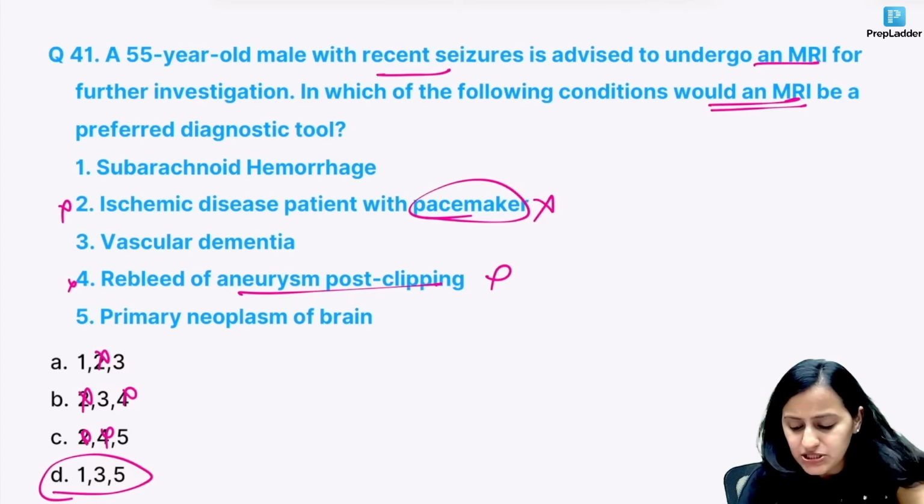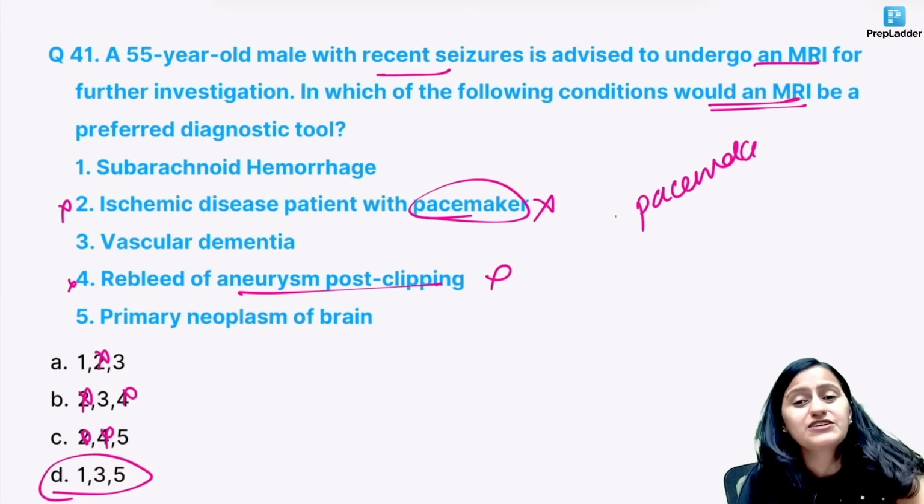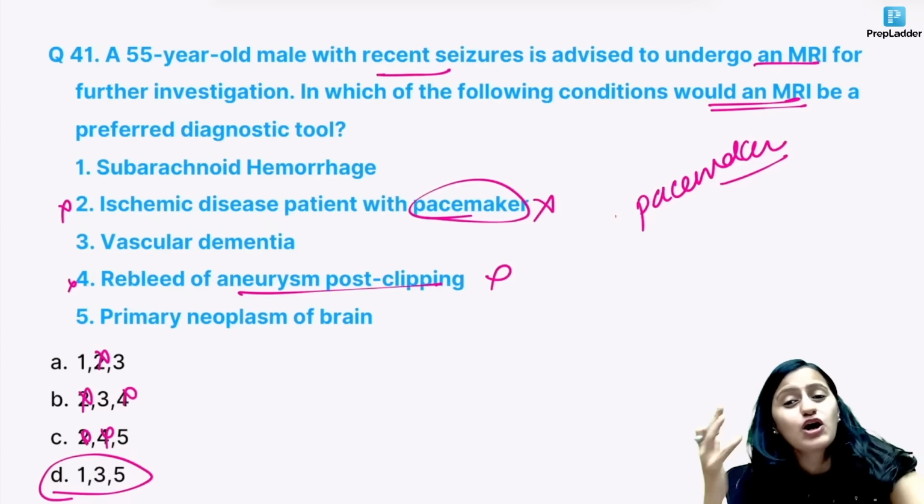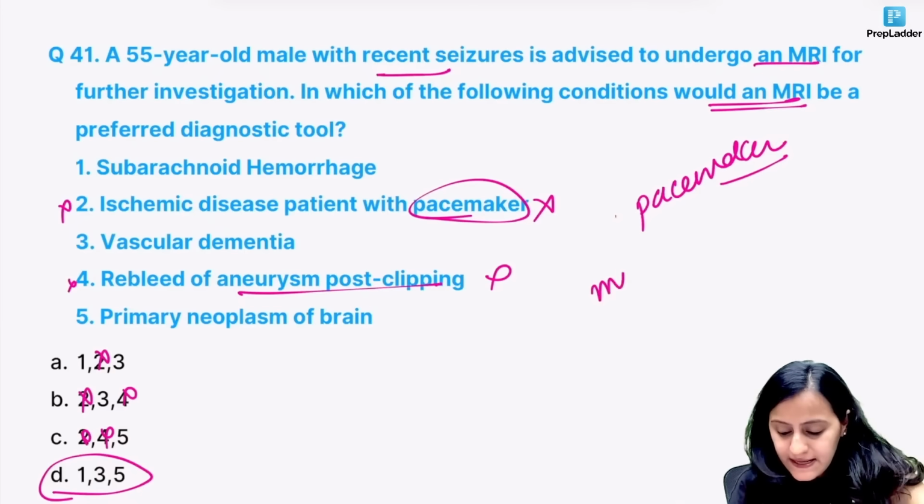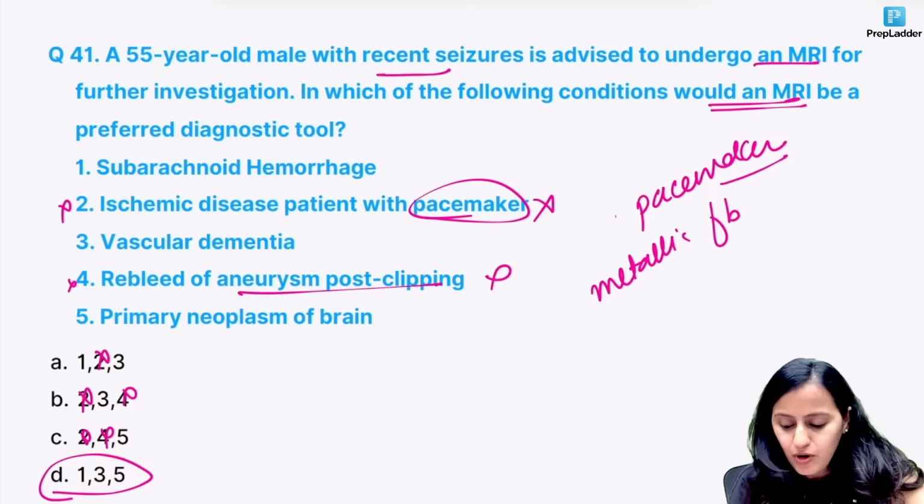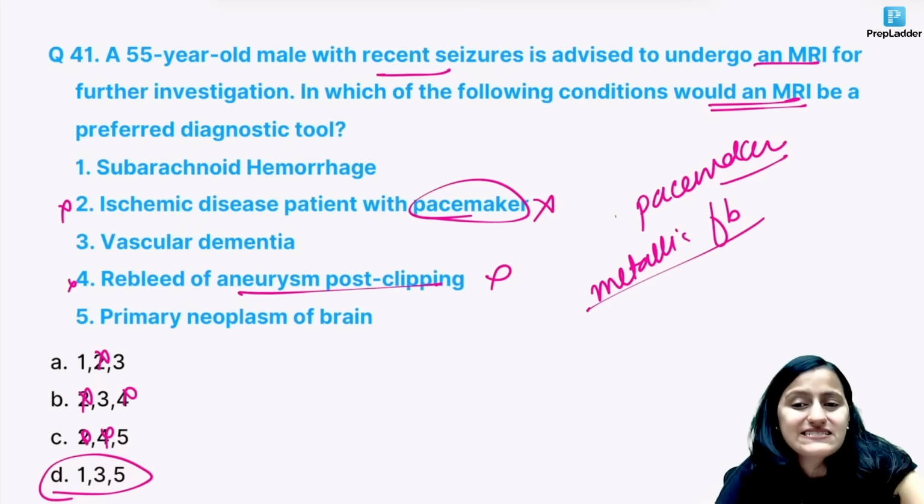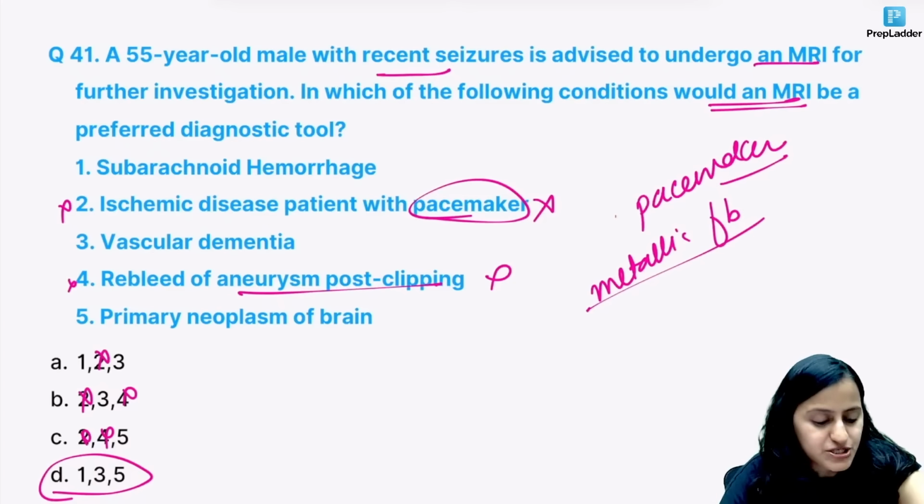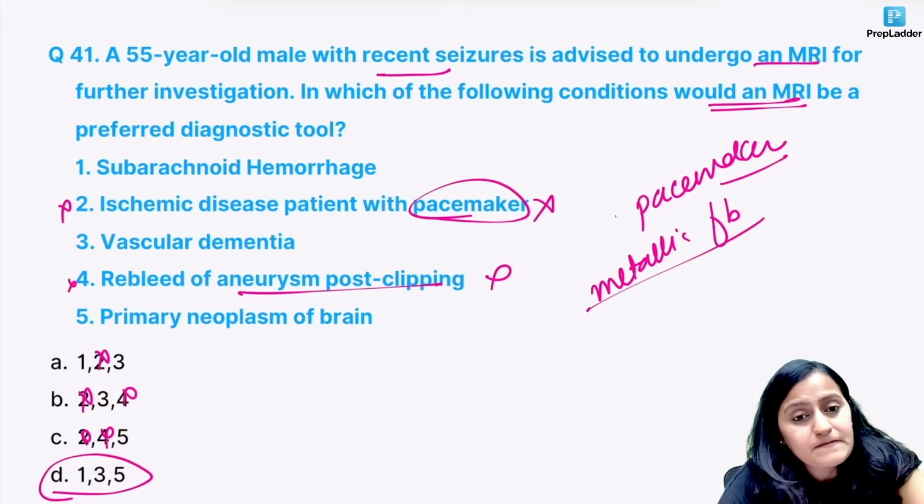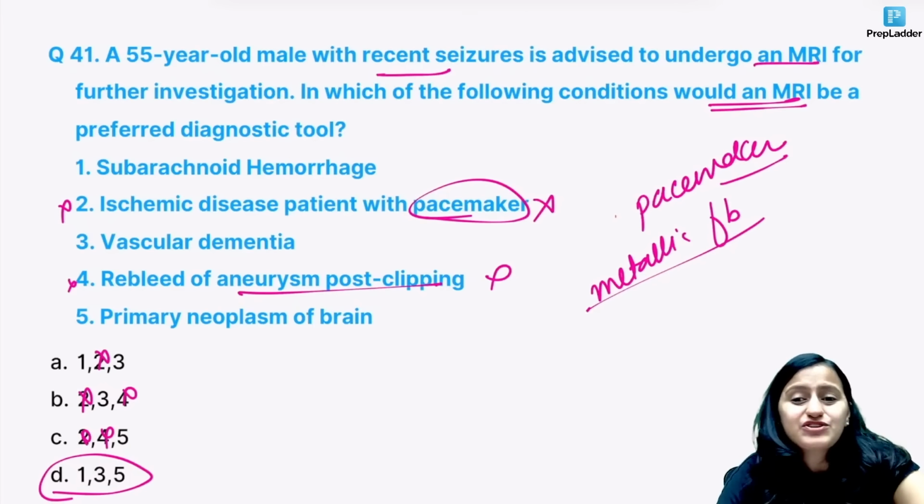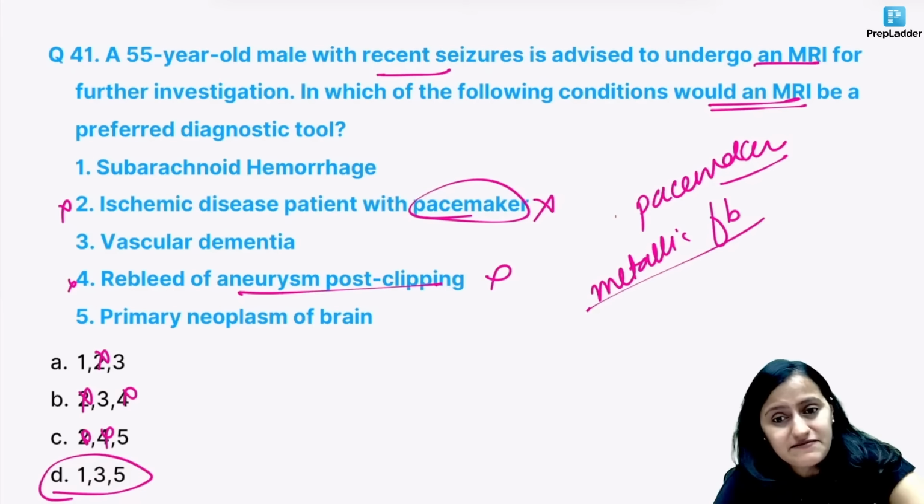ठीक है. So the learning lesson here, particularly in this question, is pacemaker is a contraindication, clipping is a contraindication, cochlear implant is a contraindication, any metallic foreign body, right? MRI is contraindicated. X-ray is the first thing that we do. CT is the better localization में help करता है. Okay. Otherwise, for brain, MRI is generally a better investigation for detailed evaluation.